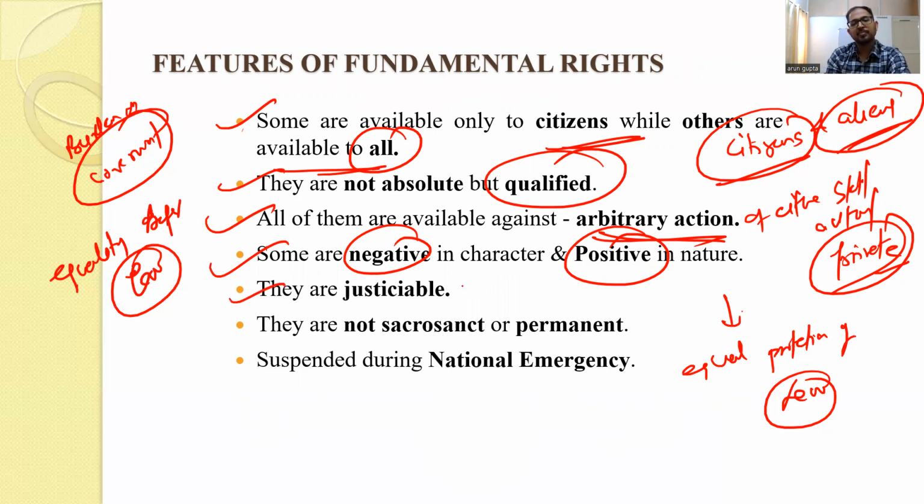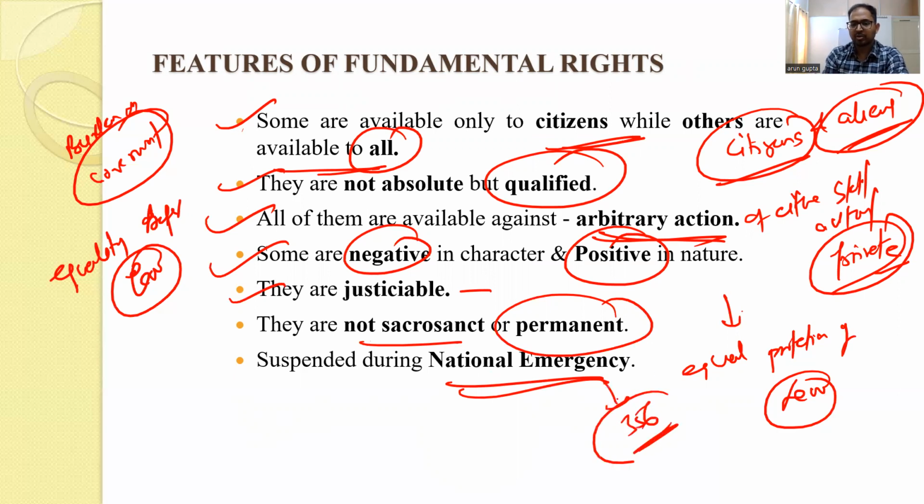They are justiciable, which means anyone can move to the courts if they are being violated. They are not sacrosanct or permanent. They can be suspended or amended, and they can be suspended during a national emergency, as we have spoken under Article 356. We will be talking about this in the Article 356 emergency chapter.